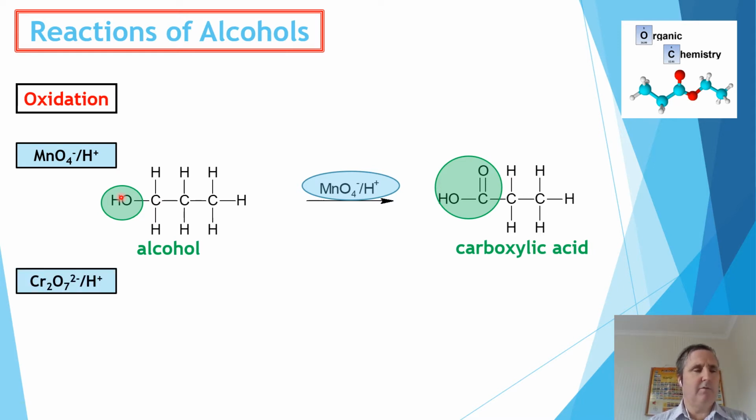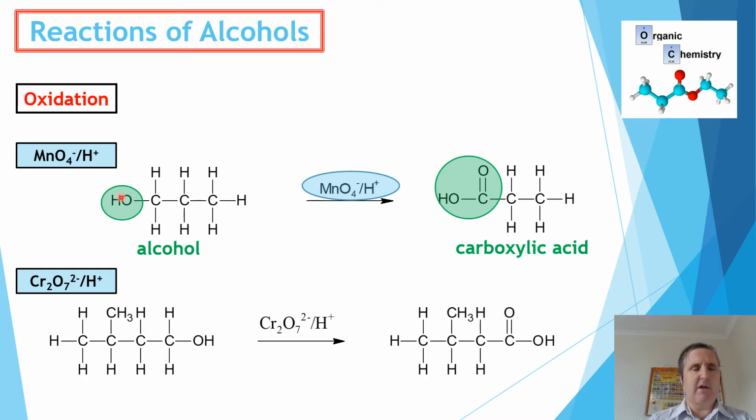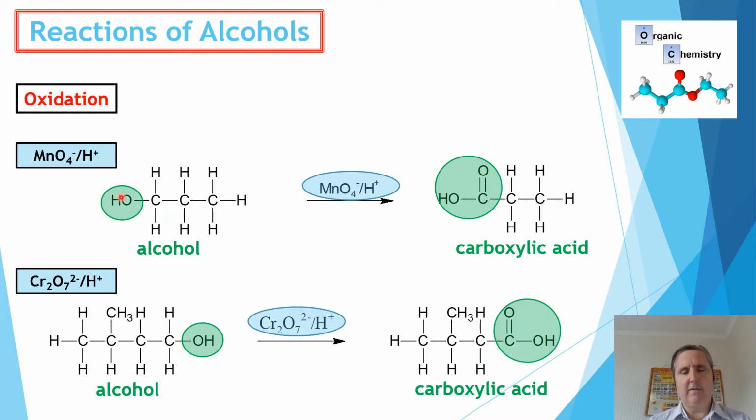The other type of reagent we can use is a very similar oxidizing reagent. It's going to make the same change, but we're using a different reagent. It's called acidified dichromate. Dichromate is Cr2O7 2-, and the acidified bit is the H+. Notice here I've drawn the OH on the other side. So here's our alcohol group. We add our reagent, and we get the carboxylic acid.